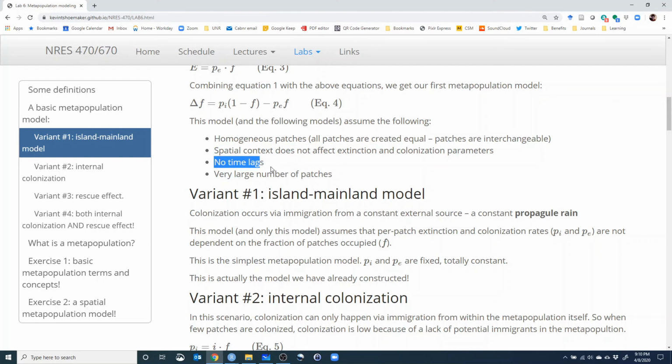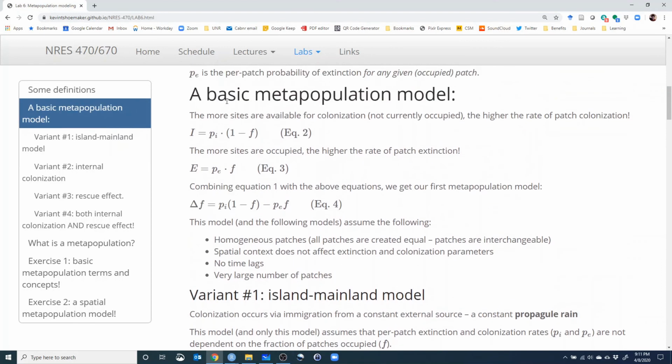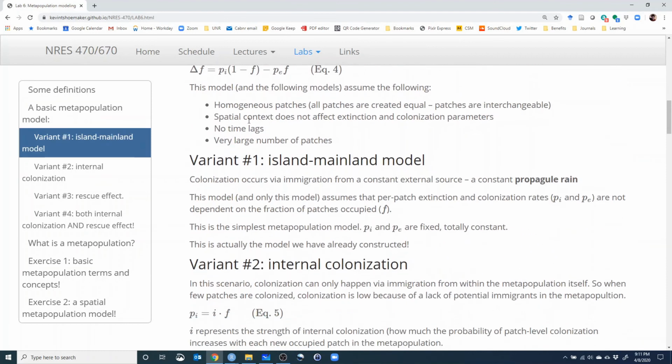So it's not a fully spatially explicit model. All right. There are no time lags. So as the metapopulation occupancy changes, the rates of this I and E will change accordingly, instantaneously. There is no lag.